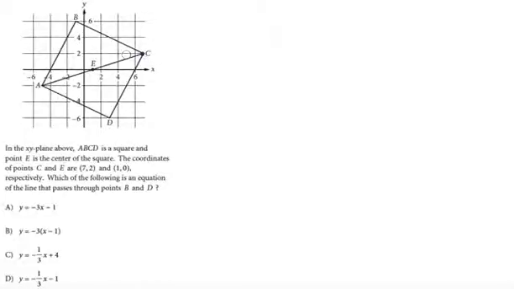And (1, 0) right there. Which of the following is an equation of the line that passes through points B and D?